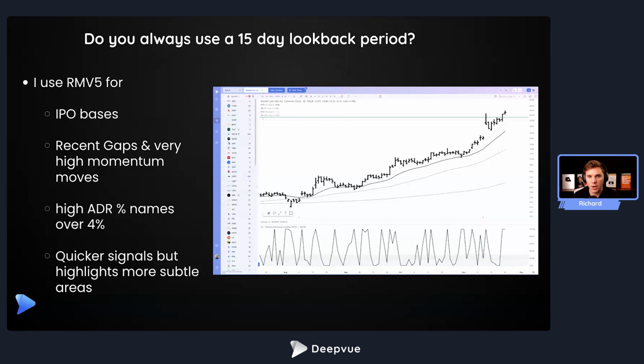If you're more of a position trader and want to focus on more significant tight areas, you probably want to use RMV 15, the default. But you can tweak that and look at a bunch of charts and see what suits your style. This is RKLB.